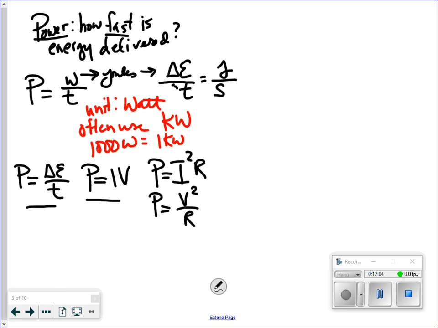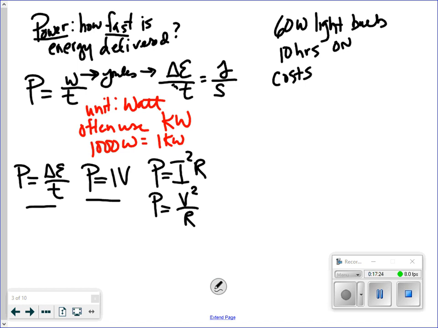Also, what you're going to see with power is the idea of an energy calculation, like how much does it cost. Let's say, for example, you have a 60-watt light bulb and you run it for 10 hours. You leave it on and it costs, I don't know, 5 cents per kilowatt hour. And you want to know how much are they going to charge me on the electric bill if I leave that light bulb on for 10 hours?